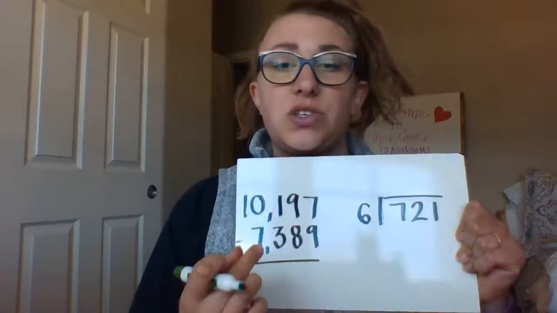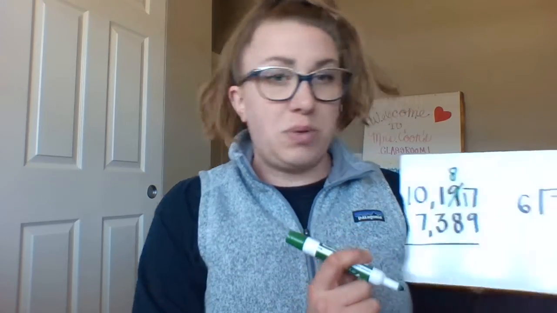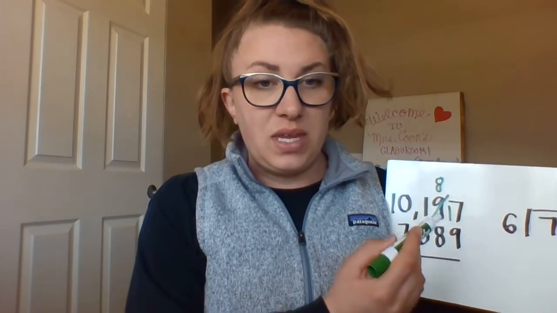So let's start with the subtraction problem. I'm going to start in the ones place. 7 minus 9. Well, I know that I cannot take 9 things away from 7 things. So I'm going to go next door to my tens place to do some regrouping. My 9 tens is going to turn into an 8. And then that 7 in the ones place turns into 17 ones. 17 minus 9 is 8.